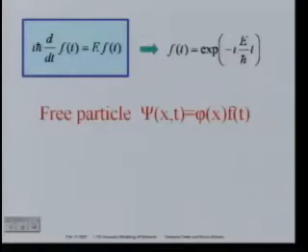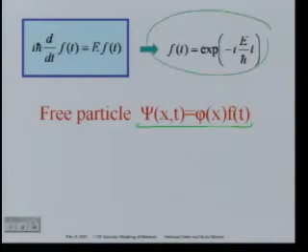We want the simplest example possible, that is the case of a free particle. What happens to an electron that doesn't feel any potential? And again, its wave function is going to be the product of a space-dependent part phi times a time-dependent part f. The f term is already here.